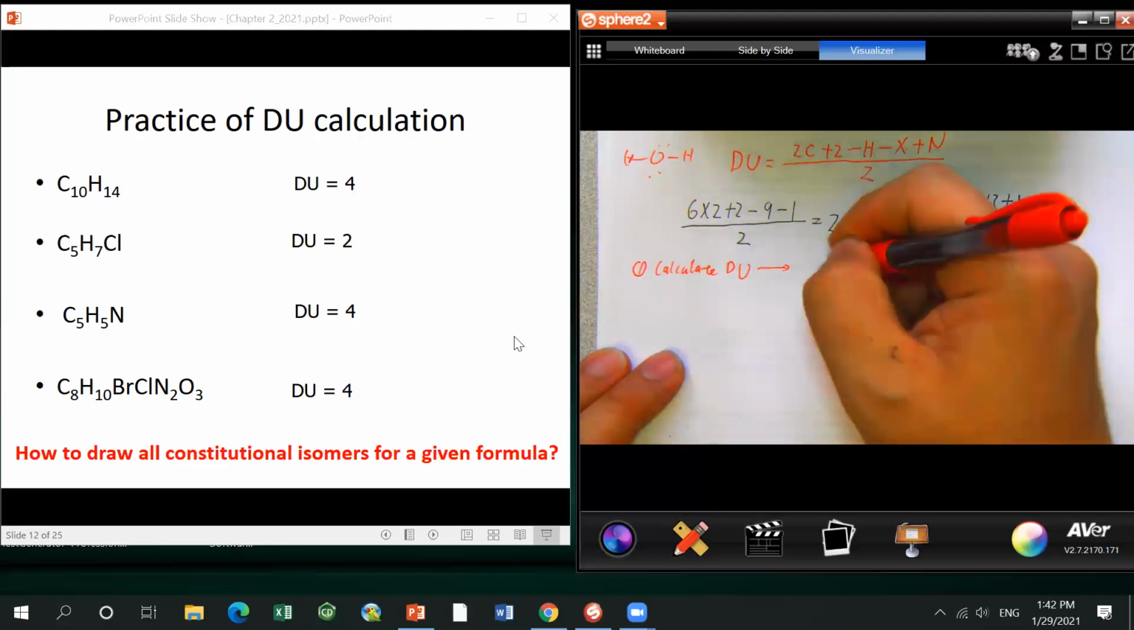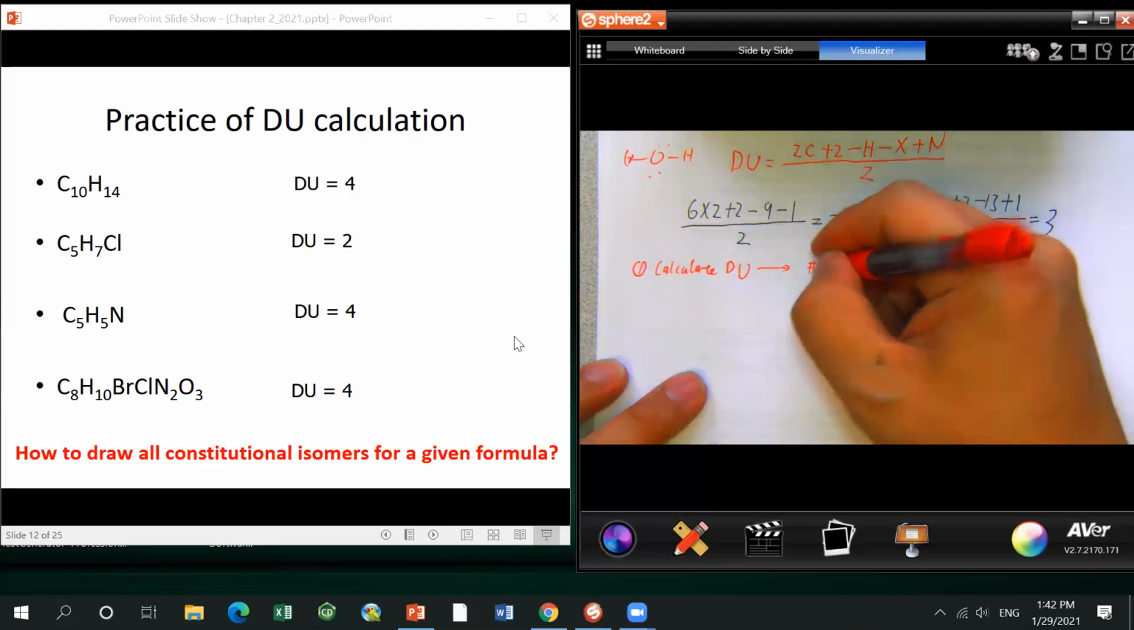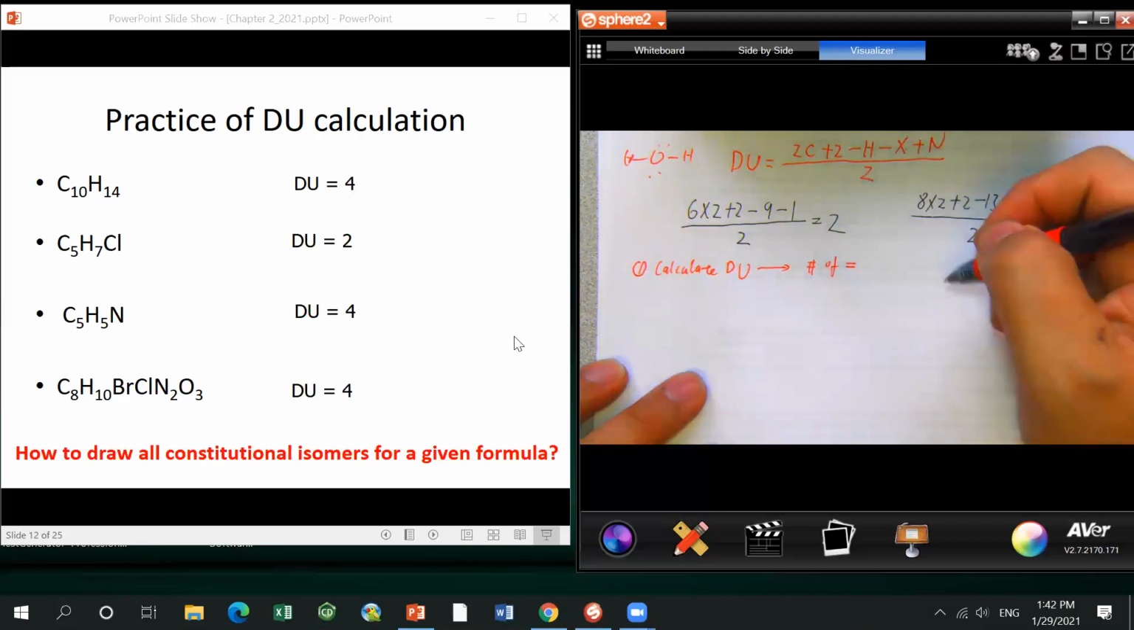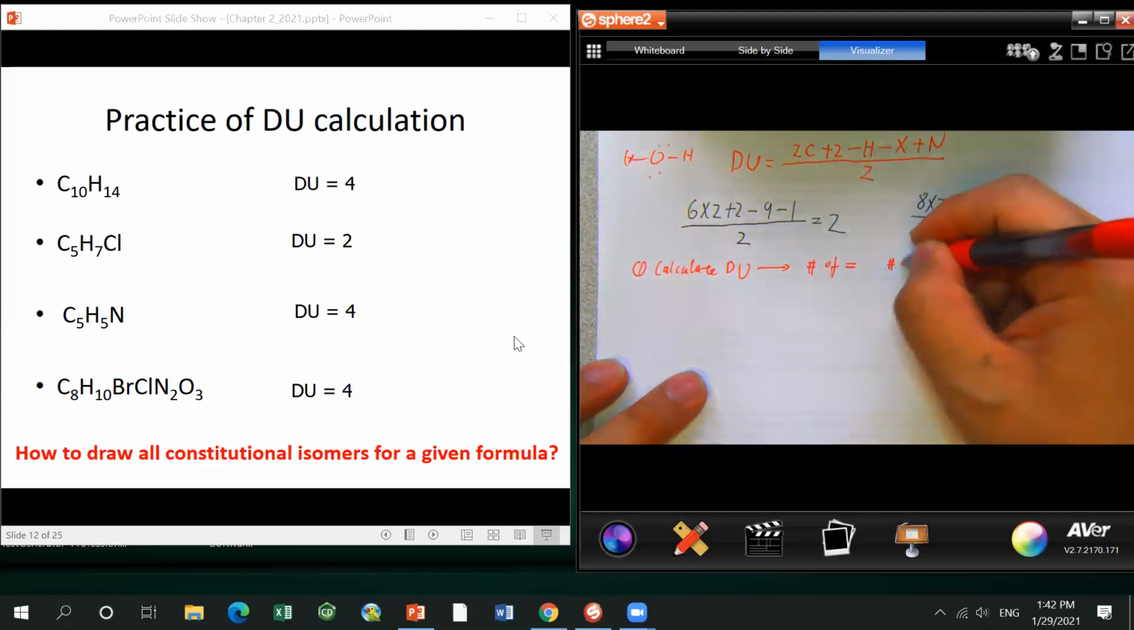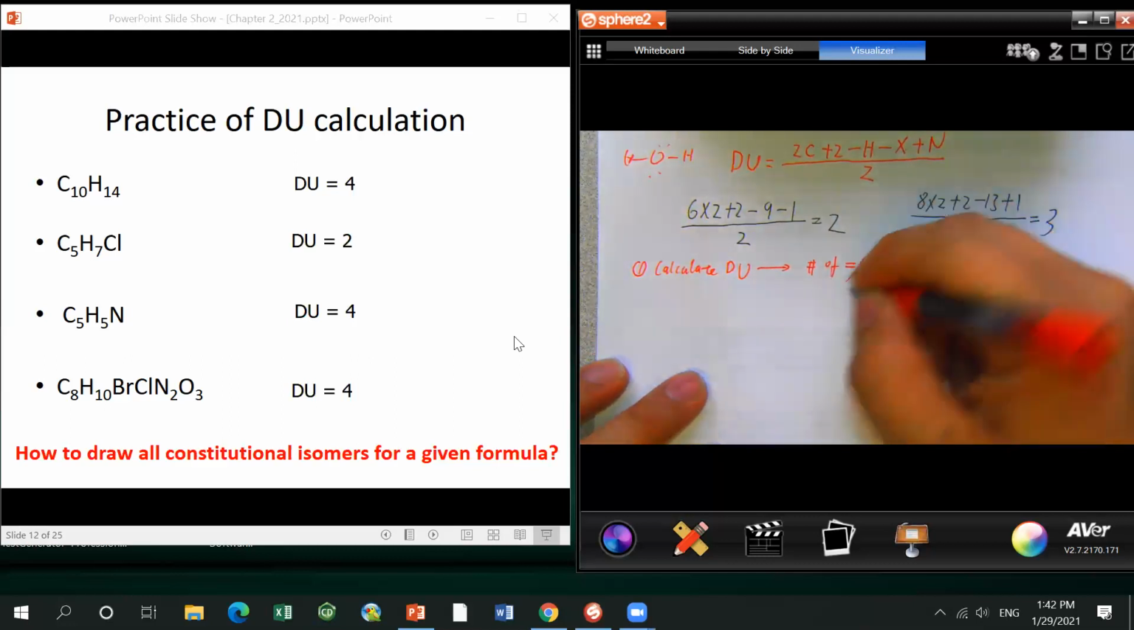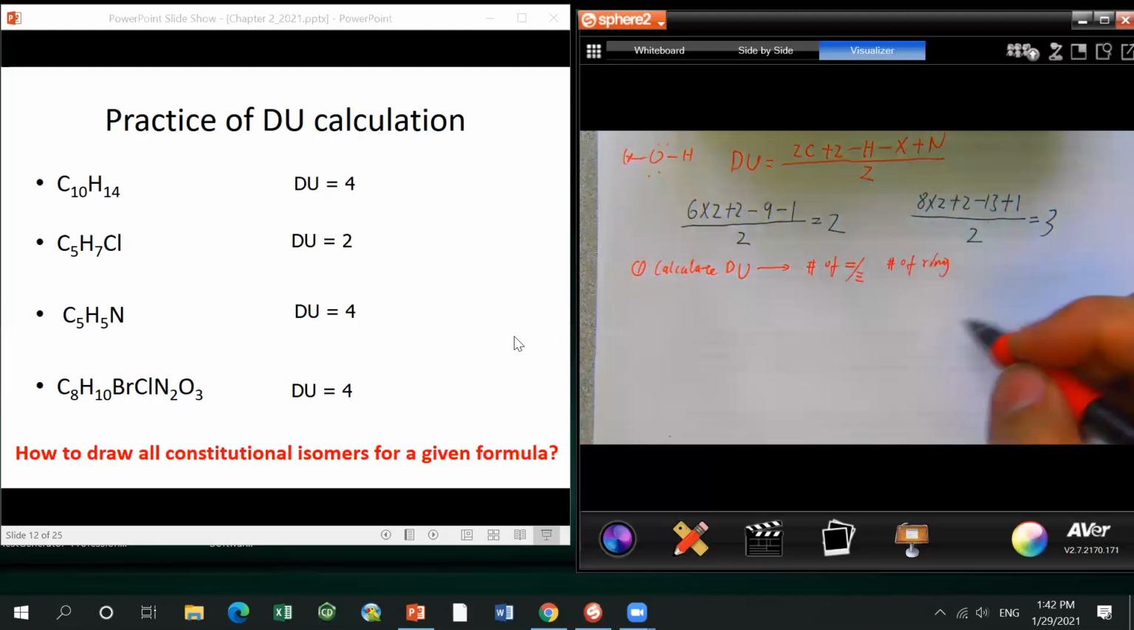So that will tell you the number of double bonds, and the number of rings, and also the number of triple bonds, okay? So that's kind of important, okay?